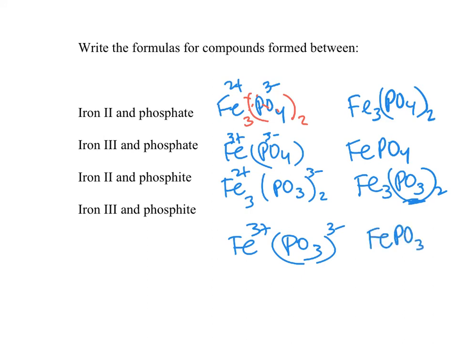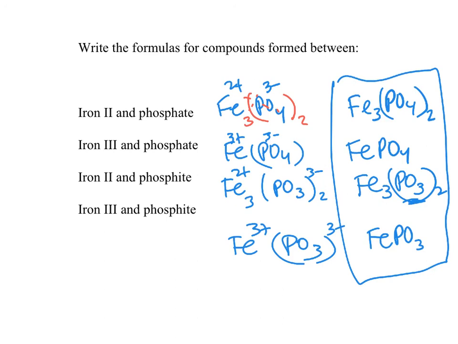All right, if you're systematic about it, you can figure it out. What if I gave you these? Could you work backwards and give me the names, right? So you know that the first one is going to be iron 2 by the crisscross rule, right? So iron 2 phosphate. Here it's going to be +3. Here it's going to be +2. Here it's going to be +3. So the names will contain that: iron 3 phosphite, iron 2 phosphite, and so on.